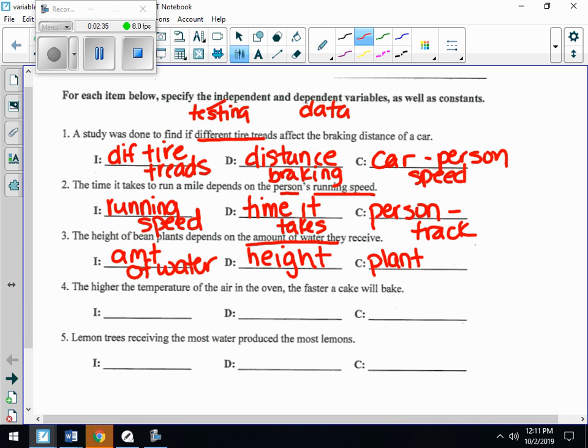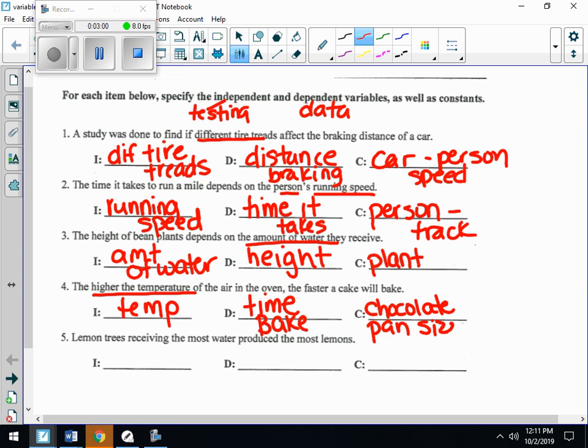The higher the temperature of the air in the oven, the faster a cake will bake. What are we changing? We're changing the temperature. All different temperatures, and then the time it takes to bake the cake. What's constant? Well, we're going to use chocolate cake the whole time. We're going to use the same pan size. We're going to use the same altitude. If you make this cake in Colorado, you might have a different outcome.